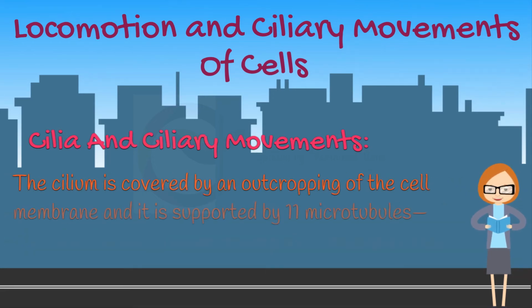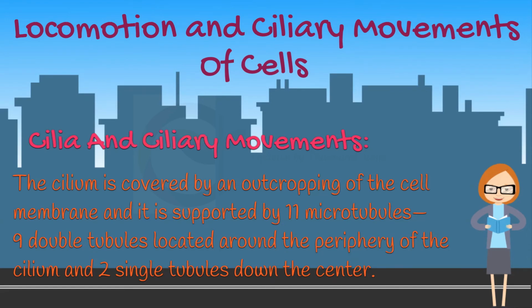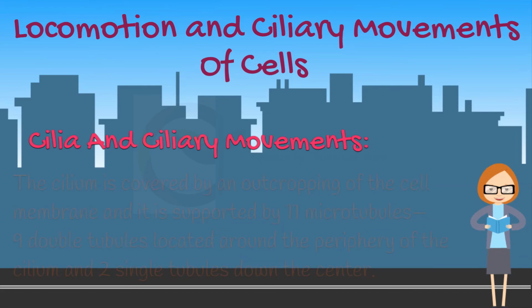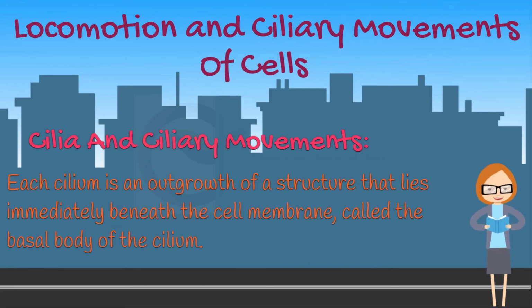The cilium is covered by an outcropping of the cell membrane, and it is supported by 11 microtubules: 9 double tubules located around the periphery of the cilium, and 2 single tubules down the center. Each cilium is an outgrowth of a structure that lies immediately beneath the cell membrane, called the basal body of the cilium.